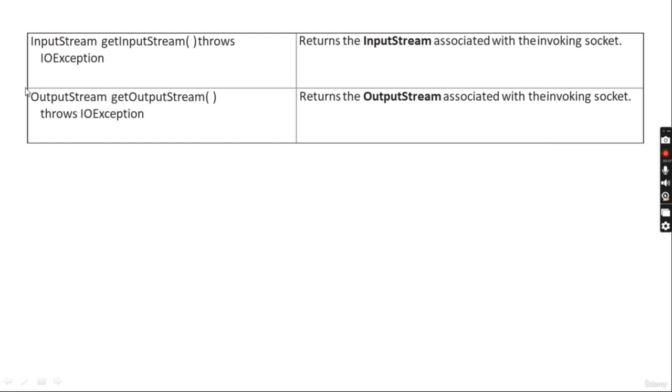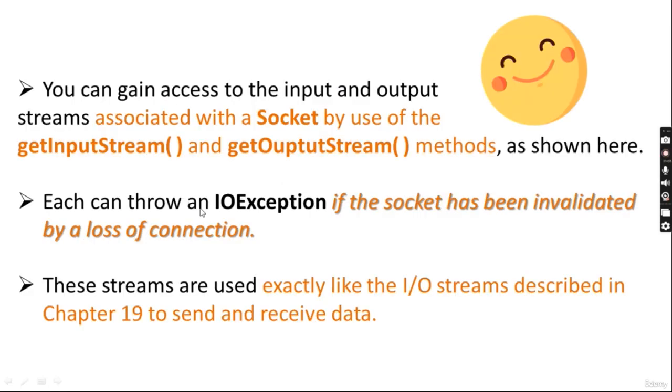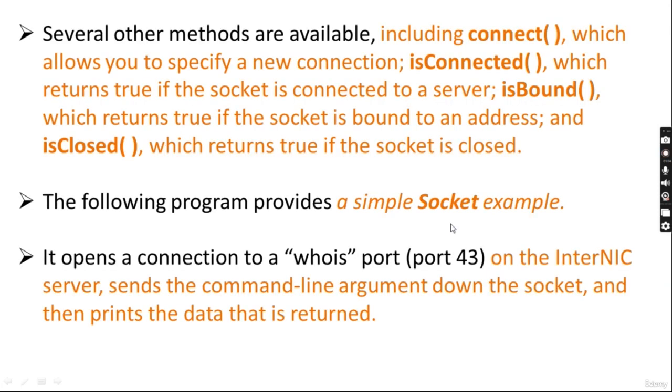InputStream getInputStream throws IOException and returns the input stream associated with the invoking socket, and OutputStream getOutputStream returns the output stream associated with the invoking socket. Okay, and it throws an IOException if the socket has been invalidated by loss of connection.